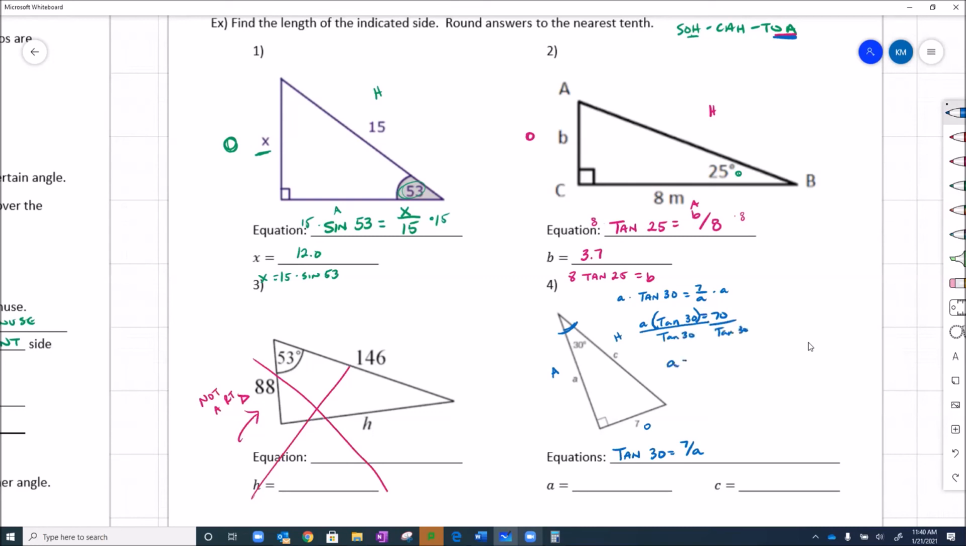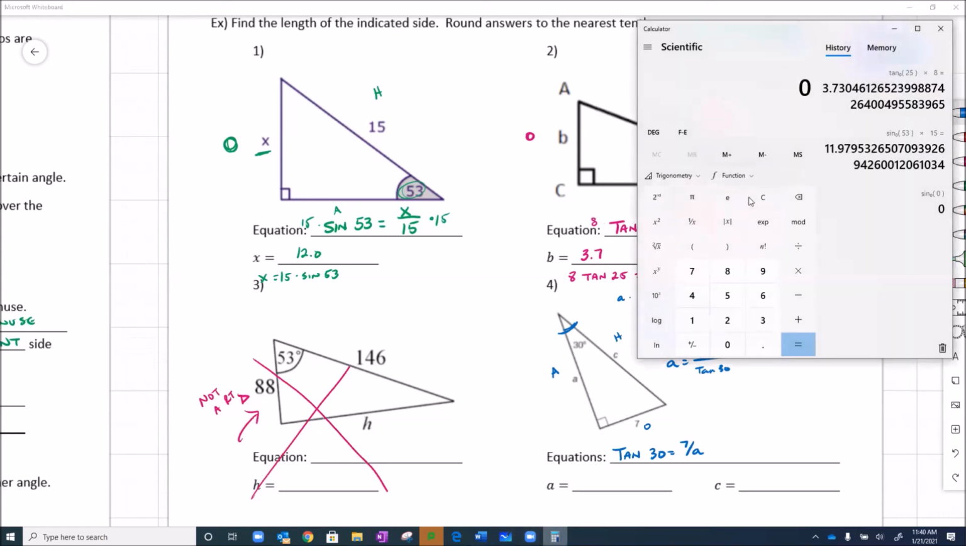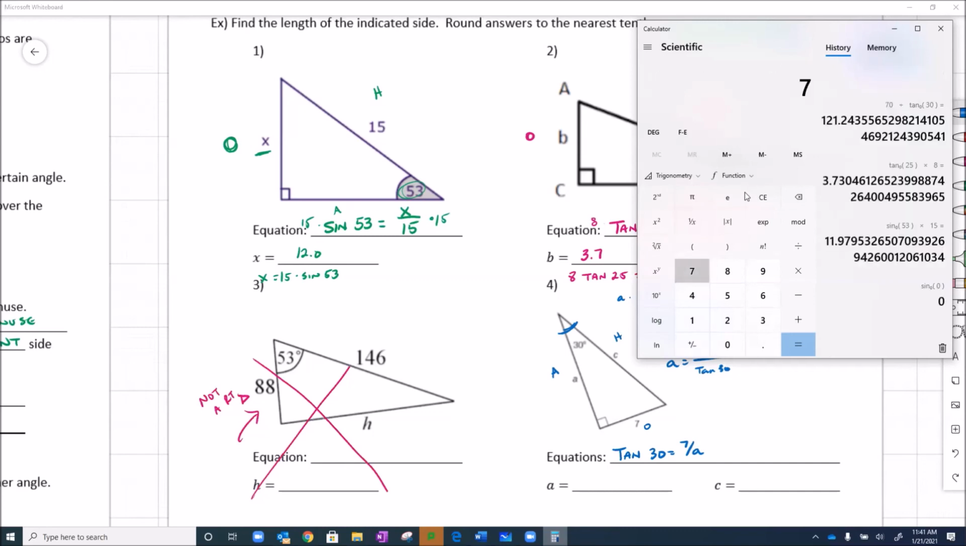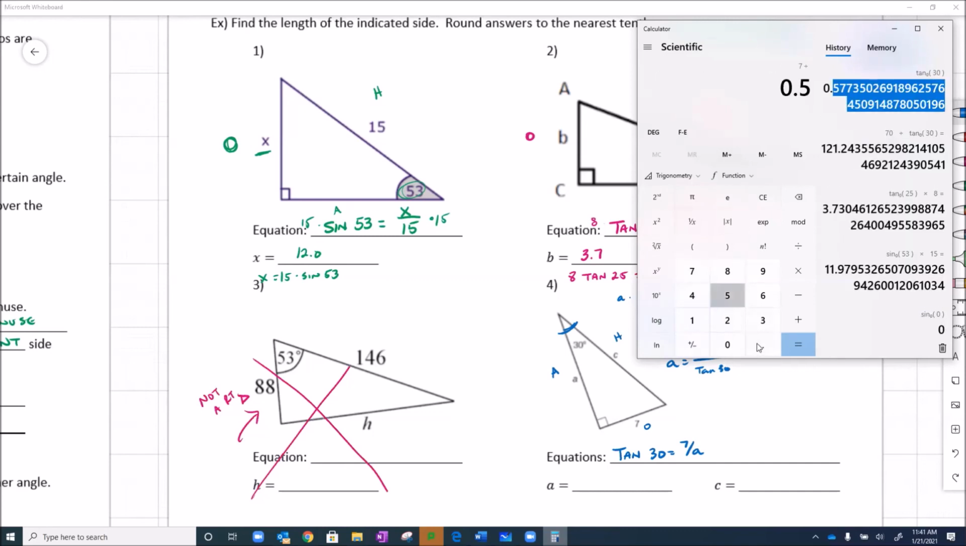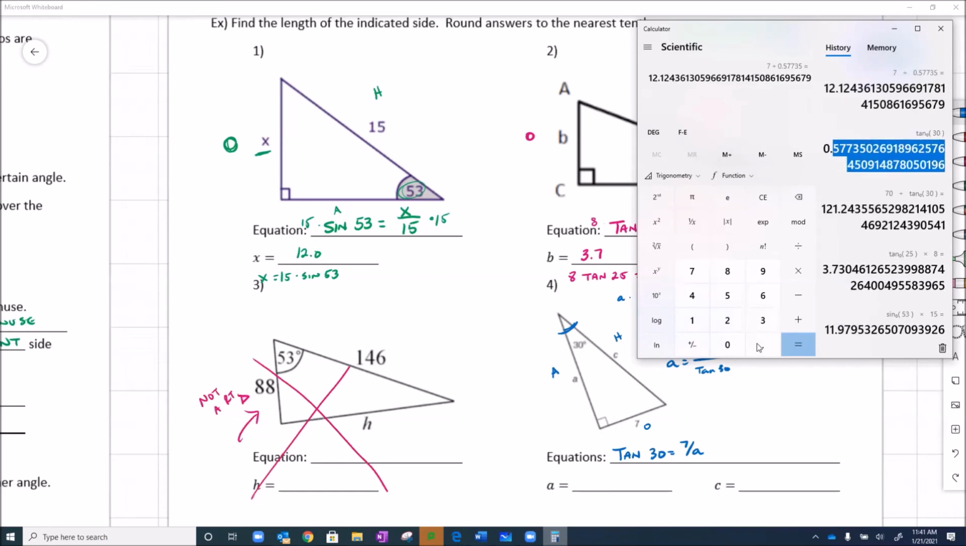So we have A equals 7 divided by tangent 30. In our calculator, tangent 30 is .577. So 7 divided by 0.57735, and that gives me 12.